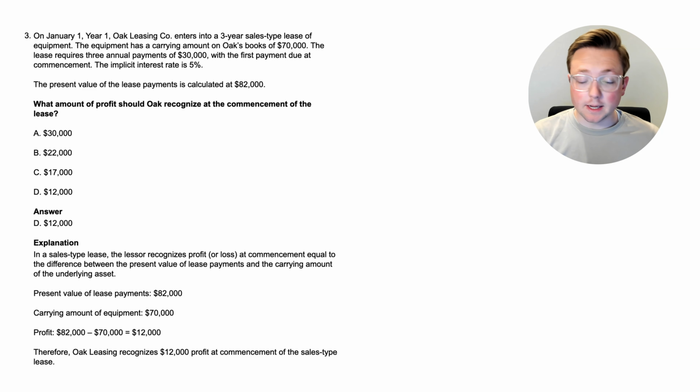Now, one thing I will say, if for some reason you're not given the present value of lease payments, but you're given the cash payment, like the cash amount that was paid for the equipment, that is frequently used in place of present value of lease payments, and you compare that to the carrying amount of the equipment. But a lot of times you will see the present value, and so you compare that to the carrying amount to see if there's a profit or a loss at the commencement of the lease, if it's a sales type lease. So we learned a little bit more. Now let's go to the next question.